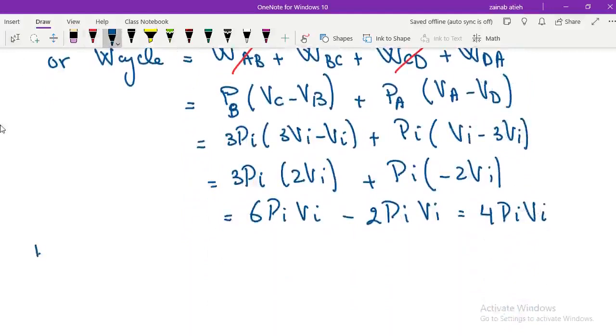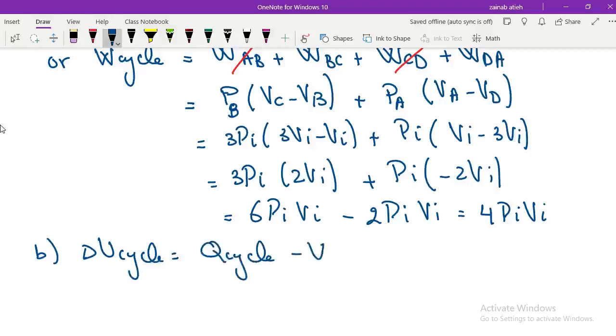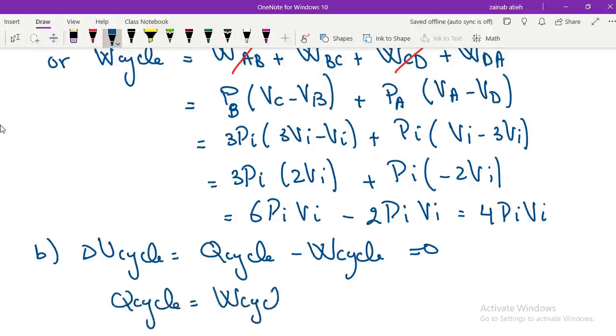So this is part B. I will use delta U of a cycle equals Q of a cycle minus the work of a cycle. Why? Because I have already calculated the work of a cycle, so I will think this way, because delta U will be equal to 0 and I will get Q of the cycle equal to the work done by the cycle, so the heat absorbed by the system is equal to 4 PI VI.